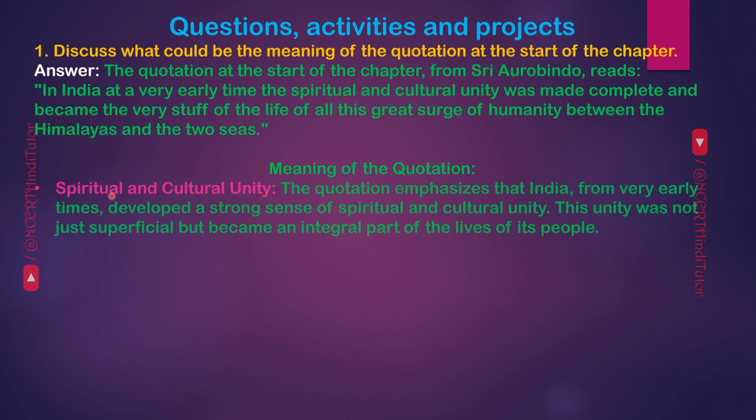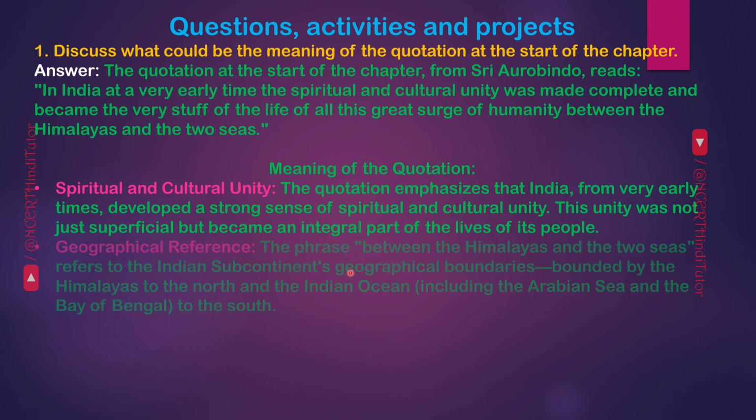Meaning of the quotation, spiritual and cultural unity. The quotation emphasizes that India, from very early times, developed a strong sense of spiritual and cultural unity. This unity was not just superficial but became an integral part of the lives of its people. Next, geographical reference. The phrase between the Himalayas and the two seas refers to the Indian subcontinent's geographical boundaries, bounded by the Himalayas to the north and the Indian Ocean, including the Arabian Sea and the Bay of Bengal, to the south.